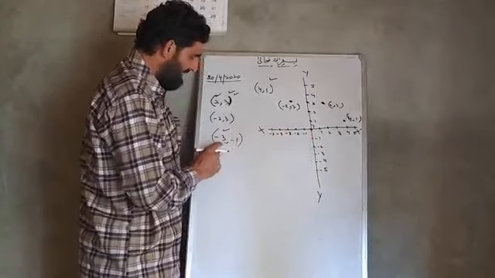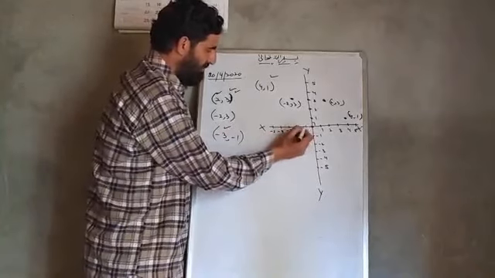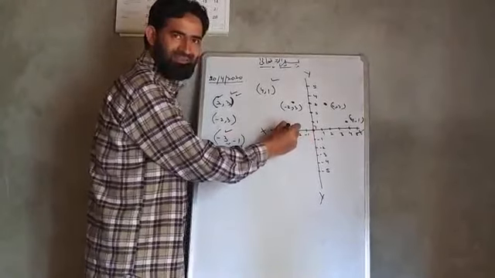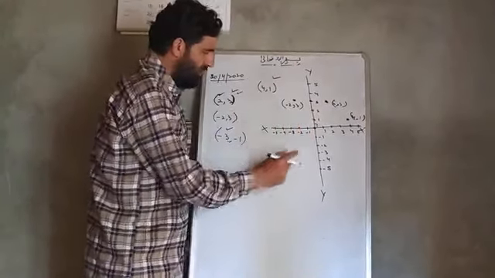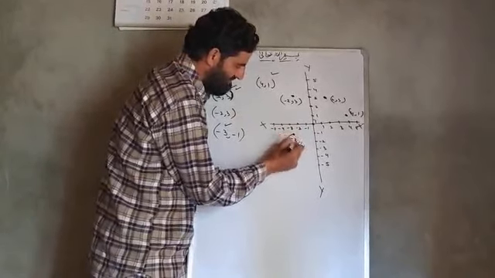Therefore the x coordinate decides that we have to go towards the left, because it is negative. By how many steps? 3 steps. Now again the y coordinate is minus, therefore we go downwards by 1 step. Here this point is -3, -1.